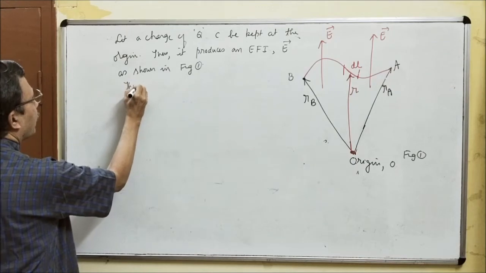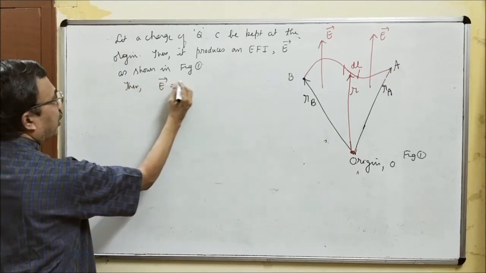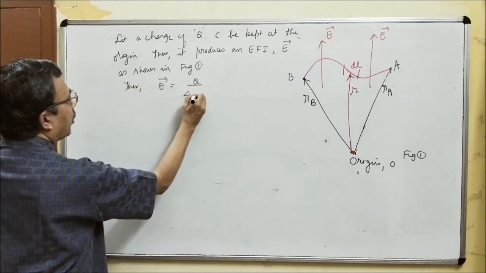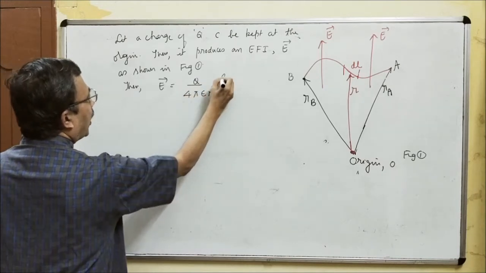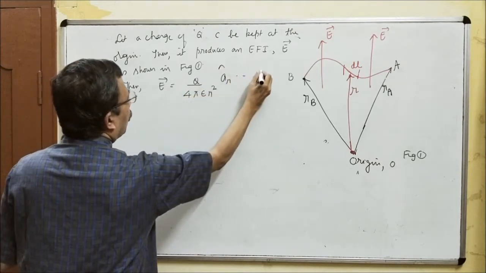Then what is vector E? Vector E is equal to Q divided by 4 pi epsilon R square into AR cap, so many volts per meter.